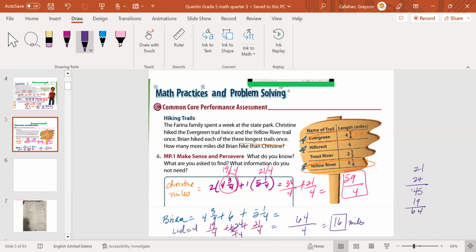Yeah. So then the question says, how many more miles did Brian hike than Christine? Then what are you going to do with the two numbers? Yeah, we're going to subtract it. So how many more miles? So we're going to do Brian comes first, 16 minus, because that's more, right? 59 over 4. You put a 1 underneath it, so what's your lowest common denominator? Because I know that Brian walked more, so 16 is first. So what's your lowest common denominator?